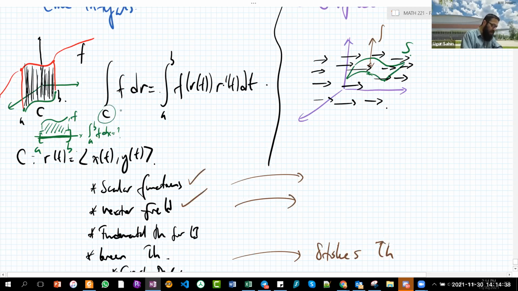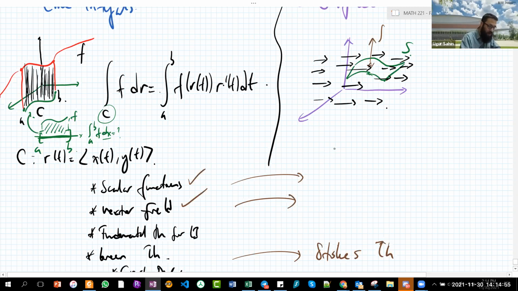Now look at that. C is a curve. This time you have many directions. That's why you can't just use the dx. That is why we use the parameterization, to simplify the process. This idea leads to the line integral.